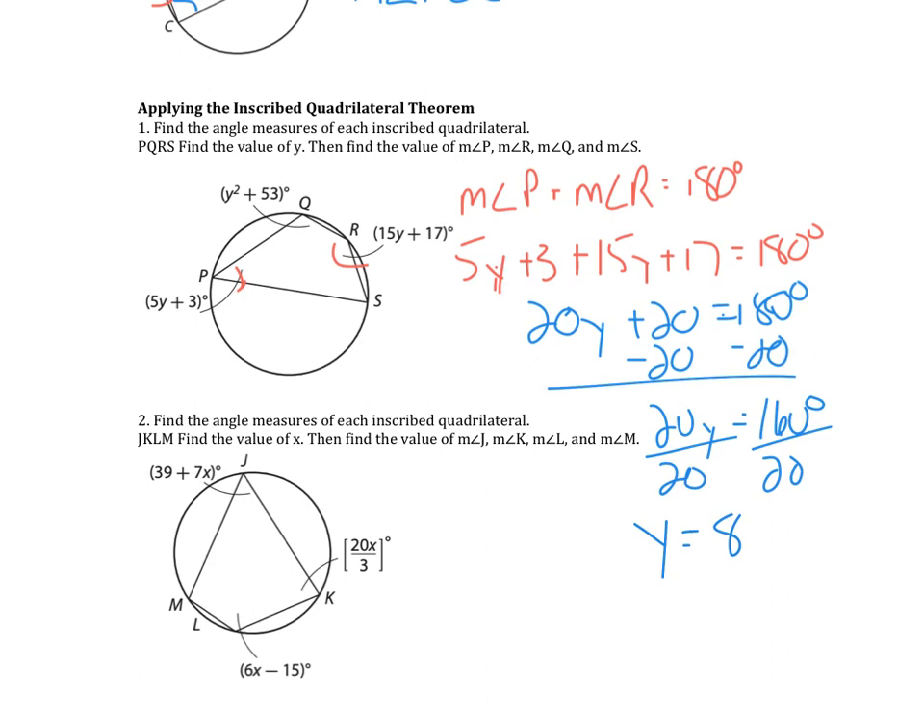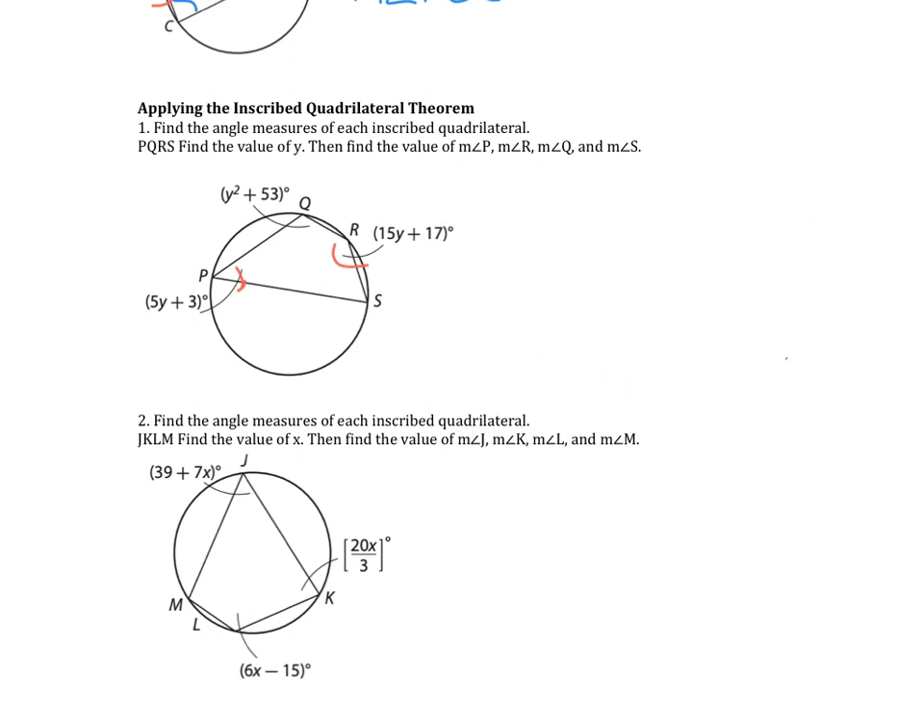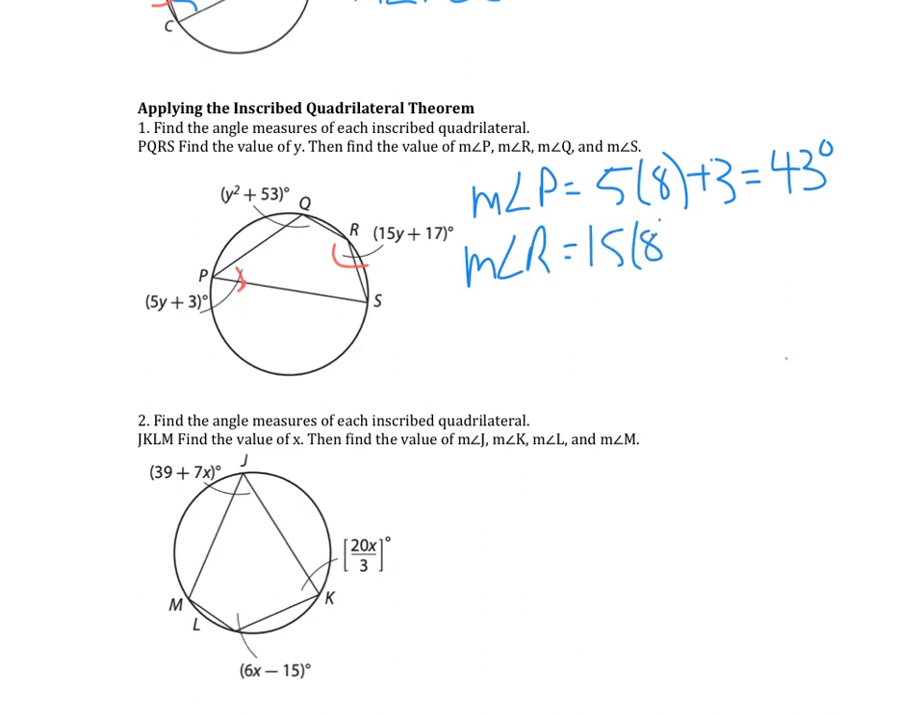Now we can substitute those all back in. So measure of angle P equals 5y, which was 8, plus 3. 5 times 8 is 40, plus 3 is 43 degrees. Measure of angle R is 15 times y, which is 8, plus 17. 8 times 15 is 120, plus 17 is 137.